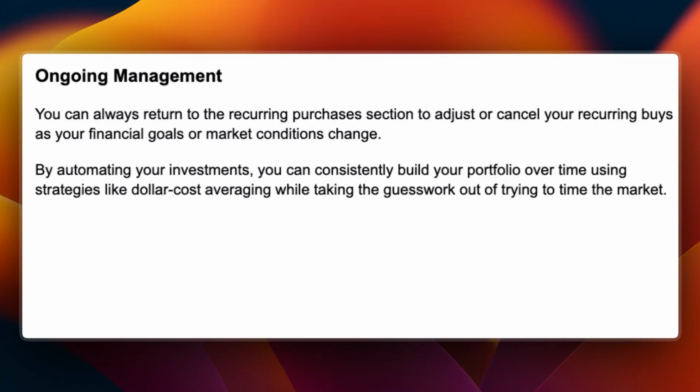Now for ongoing management, you can always return to the recurring purchases section to adjust or cancel your recurring buys as your financial goals or market conditions change. By automating your investments, you can consistently build your portfolio over time using strategies like dollar cost averaging while taking the guesswork out of trying to time the market. So this is how you can set up recurring payments or buys on Fidelity.